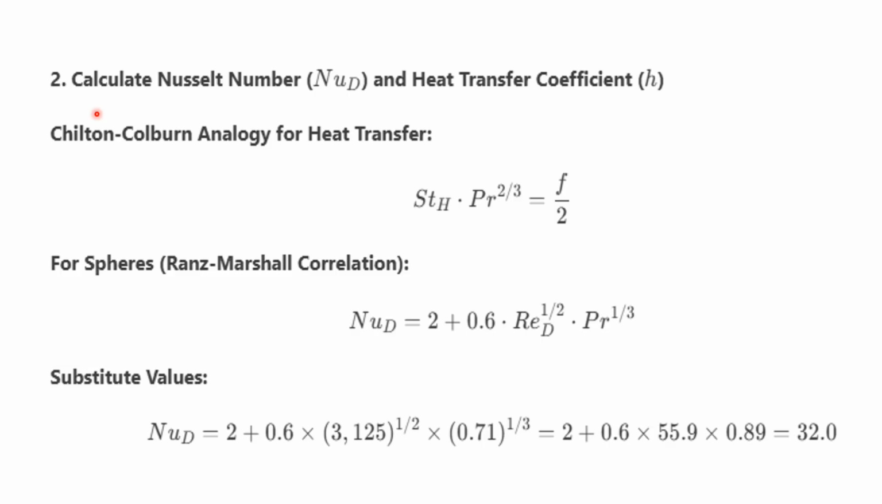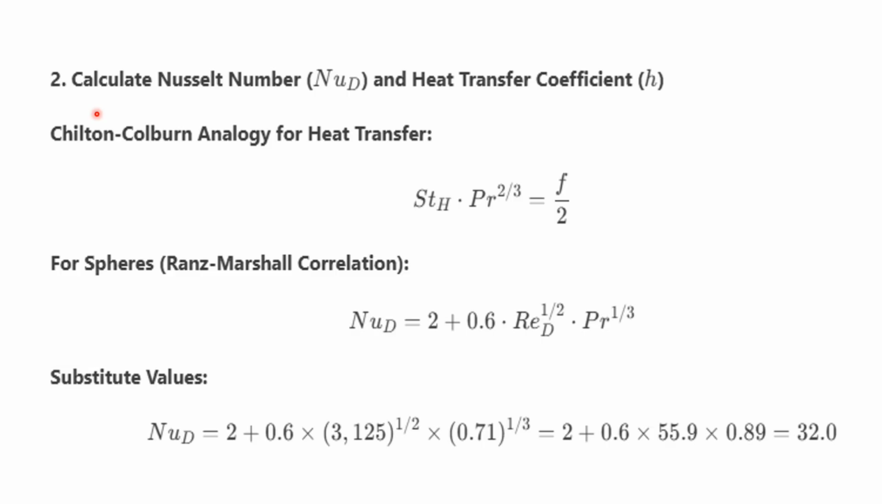The formula is Nusselt number equals 2 plus 0.6 multiplied by Reynolds number to the power 1 by 2 multiplied by Prandtl number to the power 1 by 3. Now, Reynolds number we have found in part A. Prandtl number is given in the question, which is 0.71.